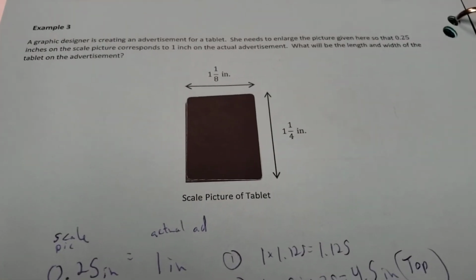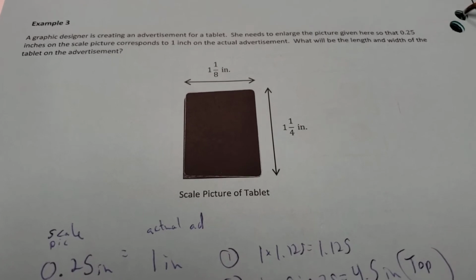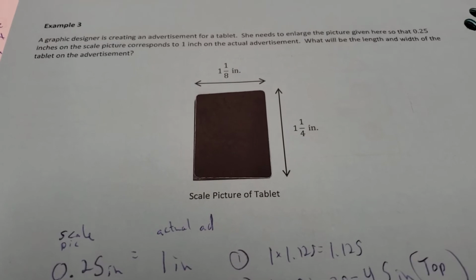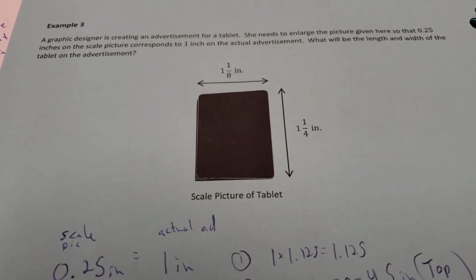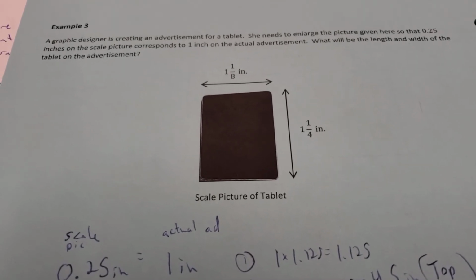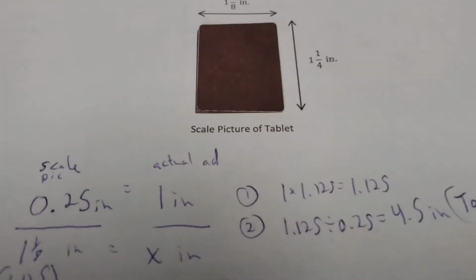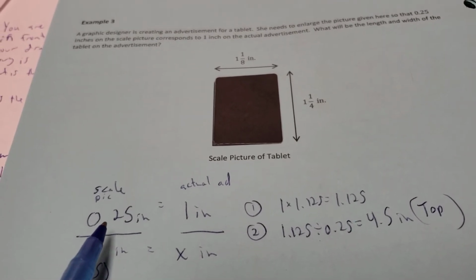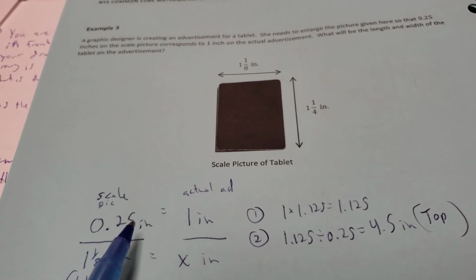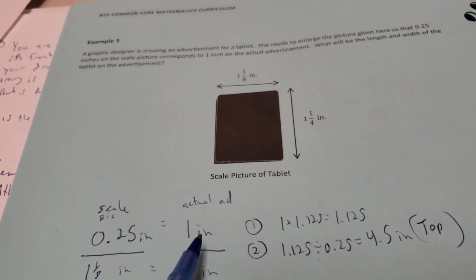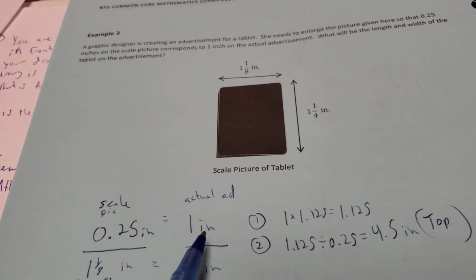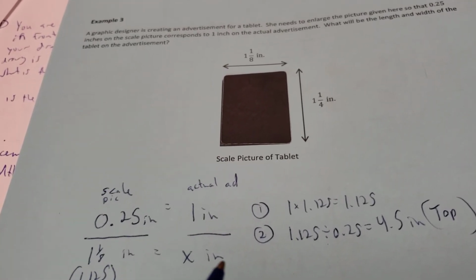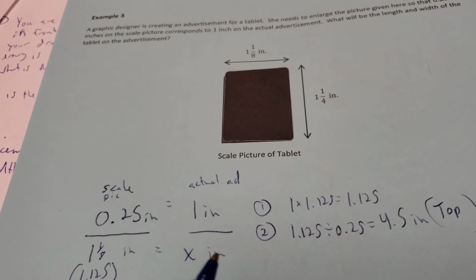All right, this time it says a graphic designer is creating an advertisement for a tablet. So he's to enlarge the picture given here so that 0.25 inches on the scale corresponds to 1 inch of the actual measurement. What will be the length and width of the tablet in the advertisement? Now, the original scale in the picture, 0.25 inches, is going to equal 1 inch in the actual ad. So in the picture that we have up here, 1 1/8 inch is going to turn out to be how far left to right in the ad.